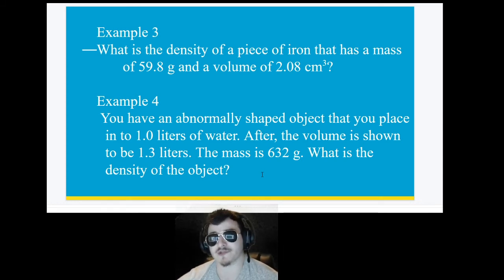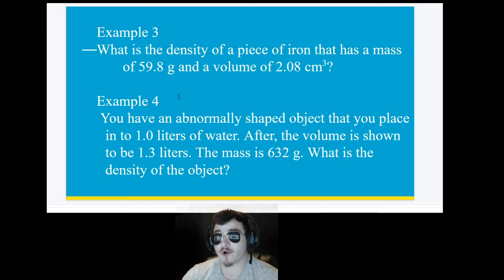Your answer is going to have 3 sig figs as well. Example 4, you have an abnormally shaped object that you place into 1.0 liters of water after the volume is shown to be 1.3 liters. So what did they just use there? They just use that indirect method of determining the volume of an object that's not really traditionally shaped. Perhaps it is human shaped.